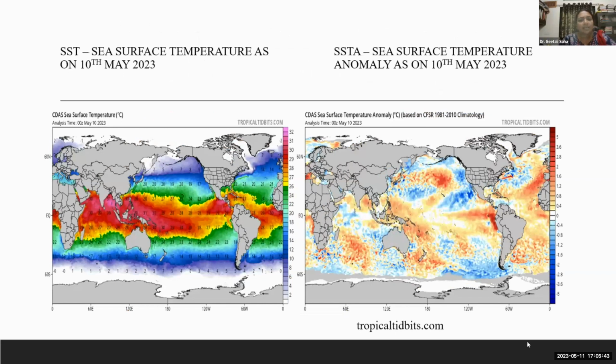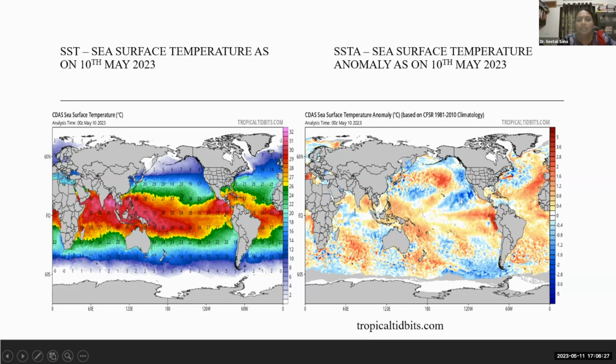This is an image of what we understand by SST and by SSTA. The readings are as of 10th May, that is yesterday's reading, and they are taken from the website tropicaltidbits.com. The details of images taken from any other website are given in the slide itself. When we talk about sea surface temperature, we have the value of the temperature at specific locations. As you can see here, some pixels are shown and the value at that location is recorded.